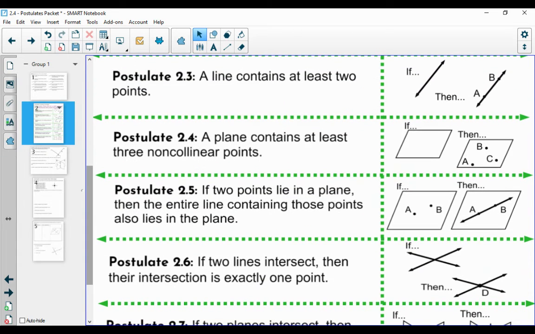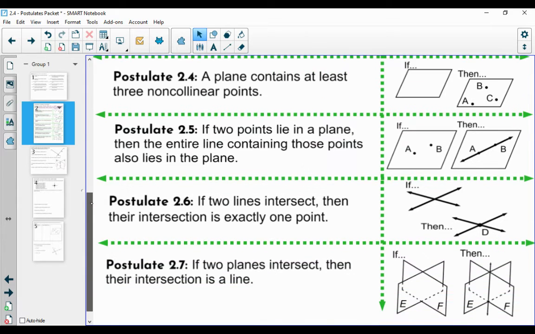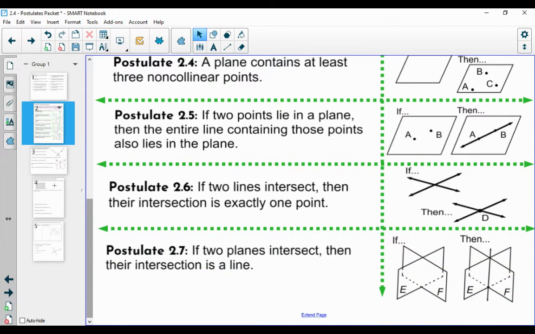So 2.6, if two lines intersect, then their intersection is exactly 1 point. And then 2.7 takes that and adds another dimension to it. If two planes intersect, then their intersection is a line.